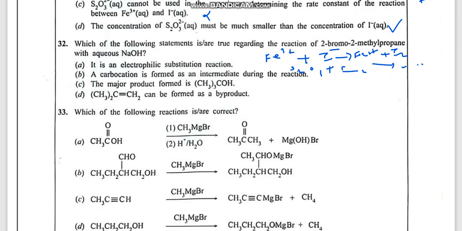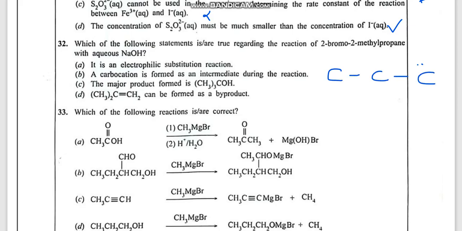Alright, now let's go to the 32nd one. Which of the following statements is true regarding the reaction of 2-bromo-2-methylpropane? Propane, it's an alkane type. Prop means three carbons are there. Then 2-bromo-2-methyl: in the second carbon you have a bromo, in the second carbon you have a methyl group also. Then this is the compound. Yes, this is the one.